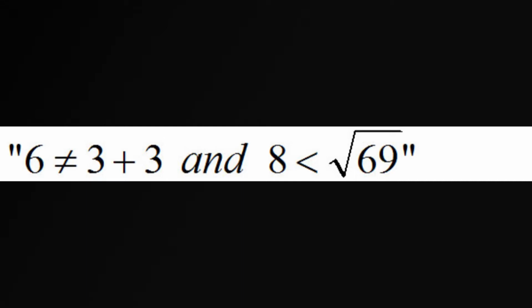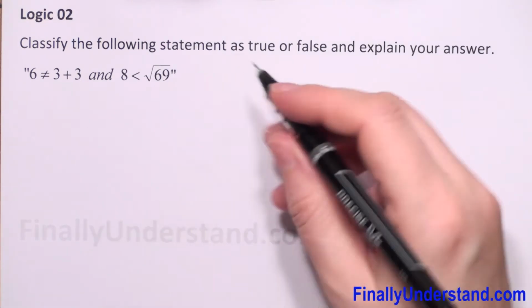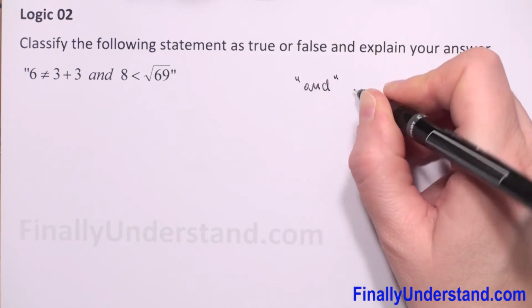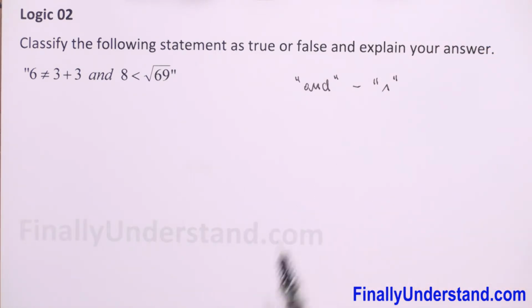We have a given statement and we have to decide whether it is true or false. We have "and", so this is a compound statement. This is a conjunction because we have the word "and", which is represented by this symbol, the symbol for a conjunction statement. First we have to separate our simple statements.